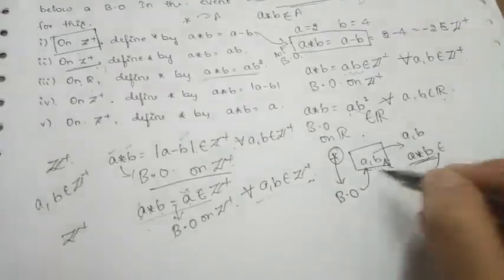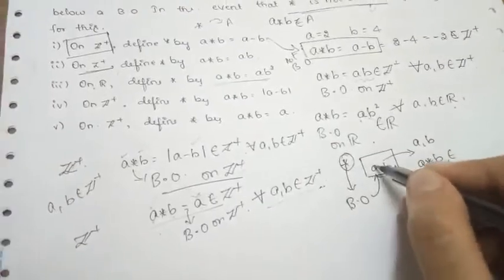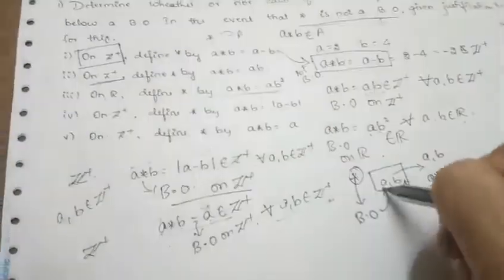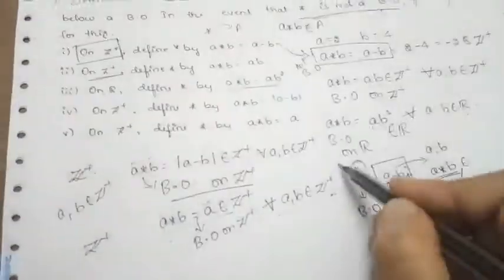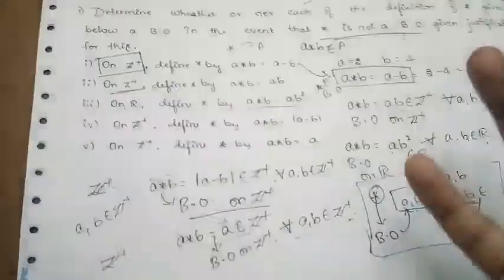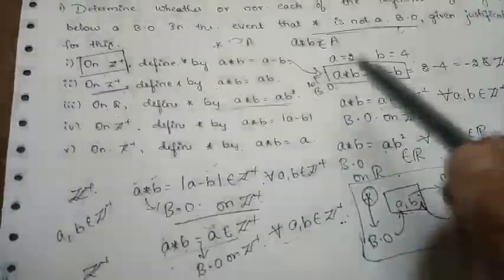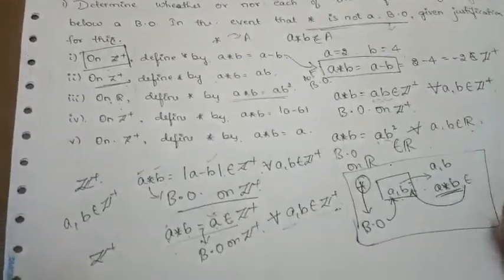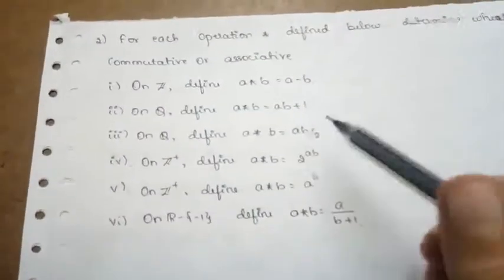When this also belongs to the same set from which a and b have been taken, then we say star is a binary operation defined on that set. So remember this rule, and you can follow it for any equation they have given to check whether it is a binary operation or not. By following this rule you can check it easily. So let us move to the next question.